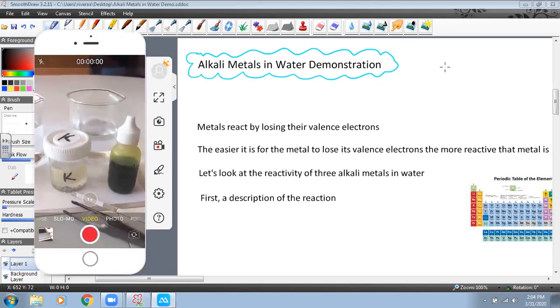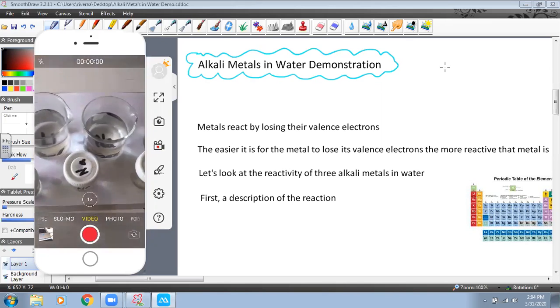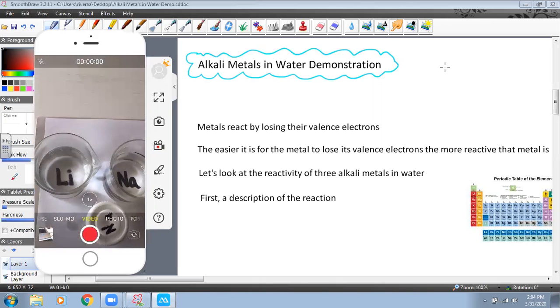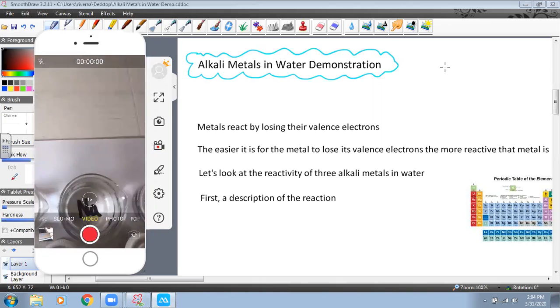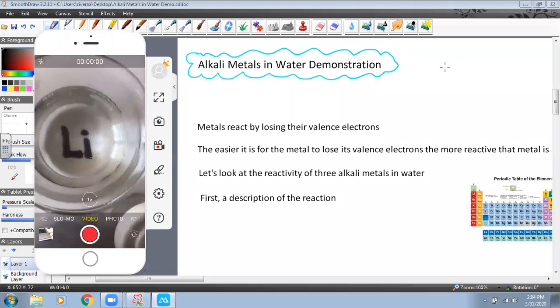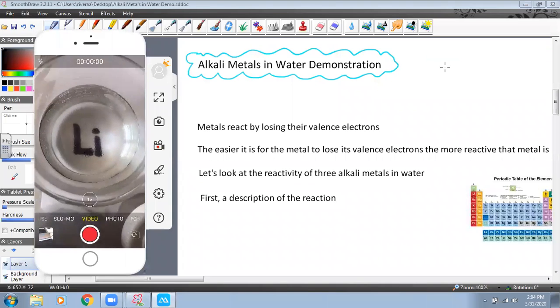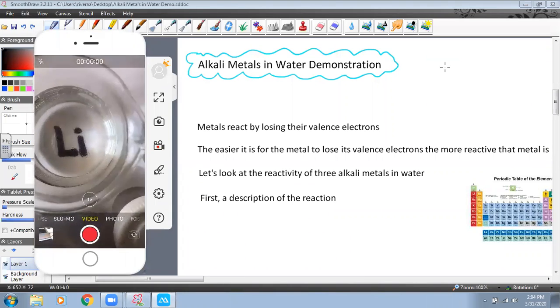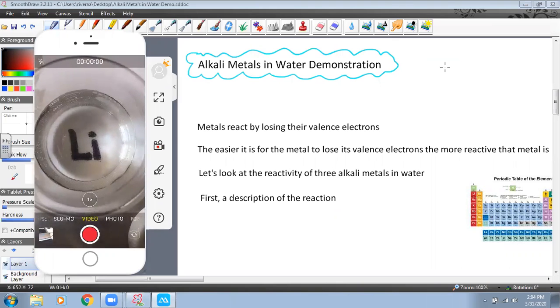Okay, so that's my setup, and I'm actually going to show you guys the reaction from above, which I think will be cool. Like so. And hopefully my phone doesn't fall in the beaker of water, because that would just stink.